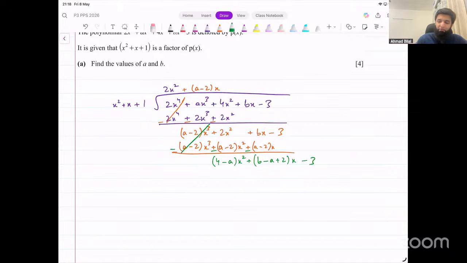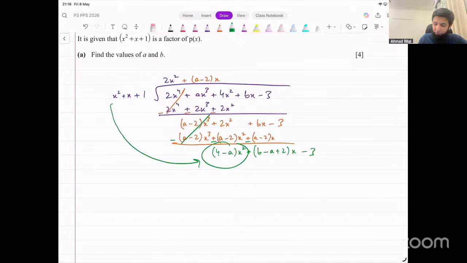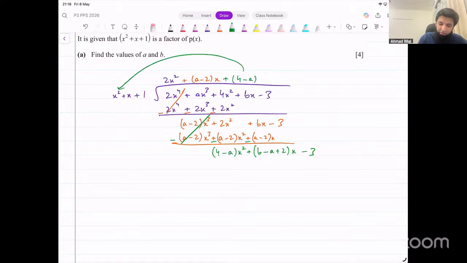Now again, what do we multiply x squared by to get 4 minus a whole times x squared? We multiply it by 4 minus a, right? 4 minus a into this whole thing now. What does that give us? 4 minus a whole times x squared plus 4 minus a into this, that will be 4 minus a into x, and then 4 minus a into 1, that is just 4 minus a.